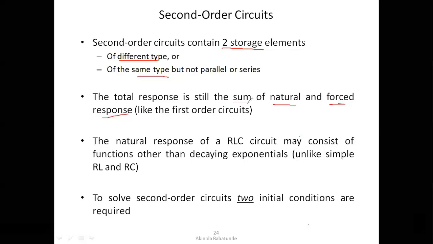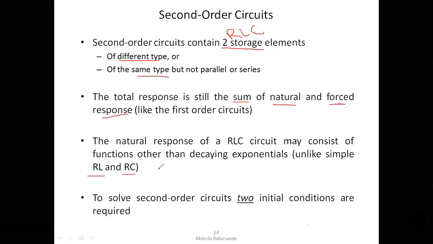Okay. So the procedure is pretty much the same, except that there are some variations I'm going to show you right now. The natural response of the RLC circuit, in this particular case, when we have two storage elements, we're talking about the L and the C. So when we now have our resistance added to it, we have the RLC. The natural response of an RLC circuit may consist of functions other than decaying exponentials. For the simple RL and RC circuit, we had just decaying exponentials, but for the RLC, we may have more functions than that in addition to these. So we'll look at all of those as we go on.